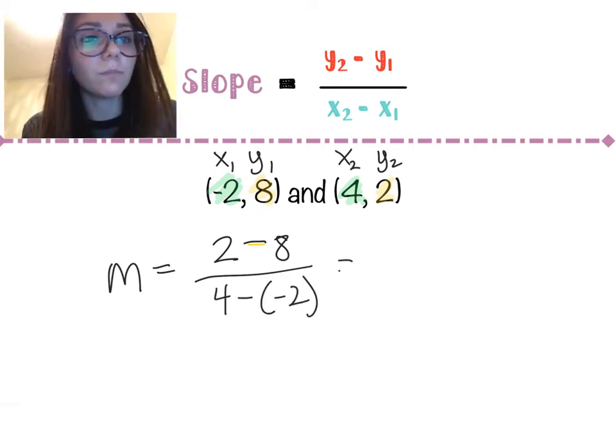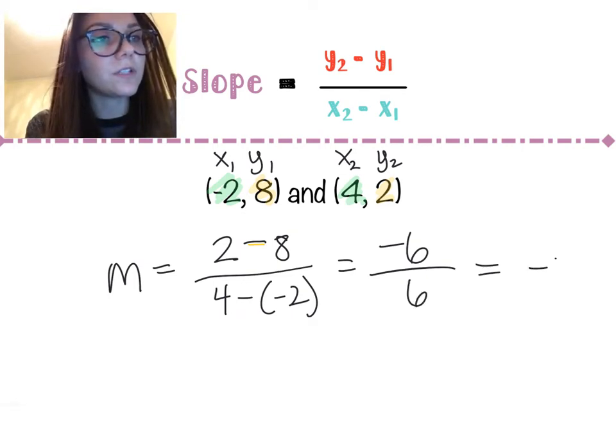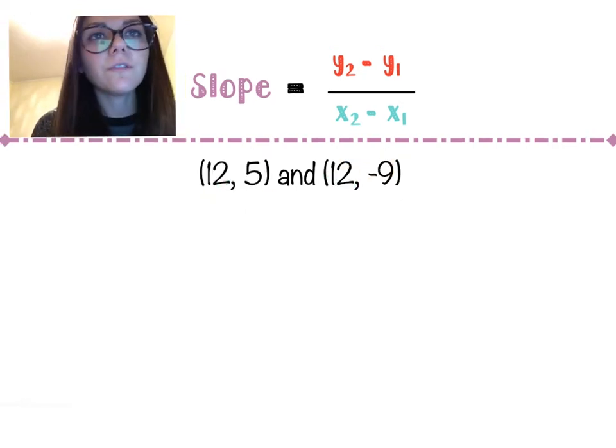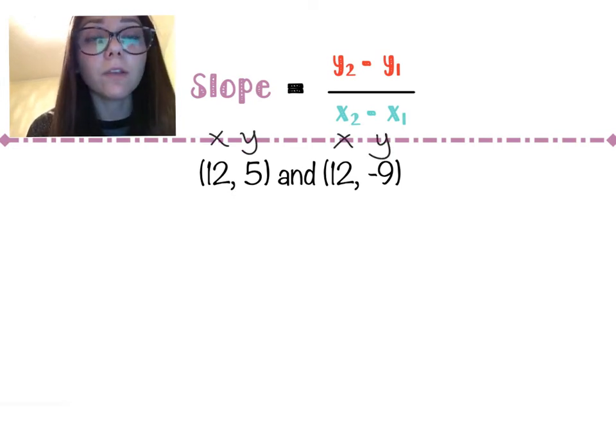And then I just want to simplify that. 2 minus 8 is negative 6. 4 minus negative 2 is really the same thing as 4 plus 2 or 6. And that reduces to negative 1. Yes, we expect you to always reduce your slopes. Just a few more to practice. If it helps you, write out x comma y, so that way you don't accidentally interchange your x's and y's.